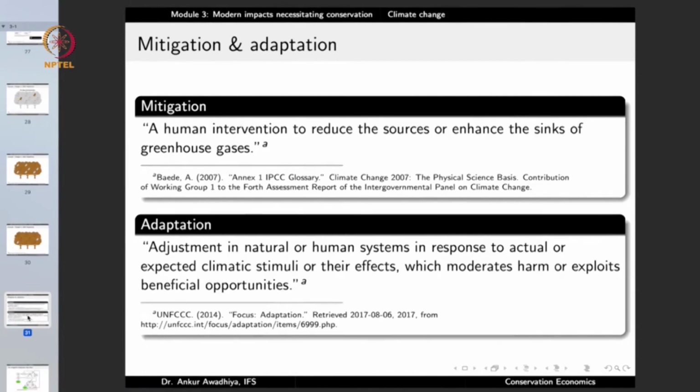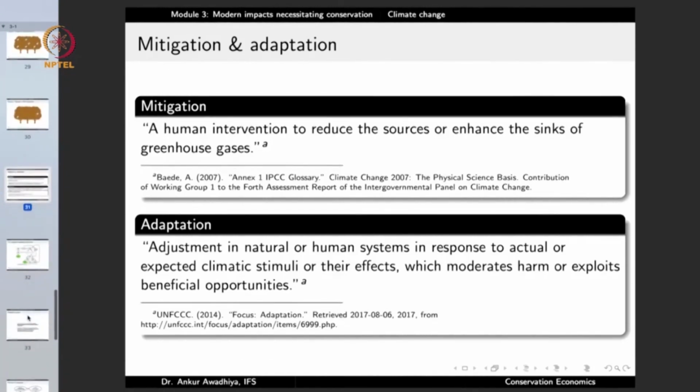And when we have such a huge amount of climate change, what can we do about it? The kinds of responses that we can put up for conservation and to tackle climate change are divided into two categories. We can have mitigation or we can have adaptation. Mitigation is defined as a human intervention to reduce the sources or enhance the sinks of greenhouse gases.